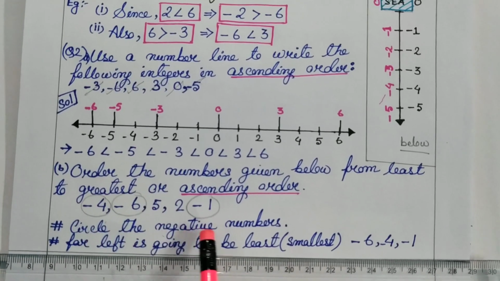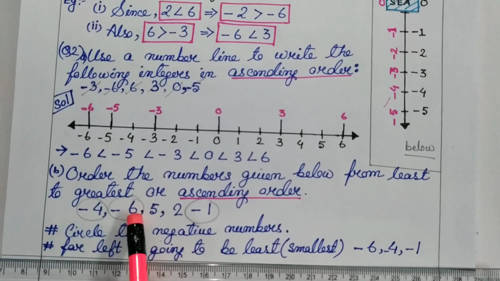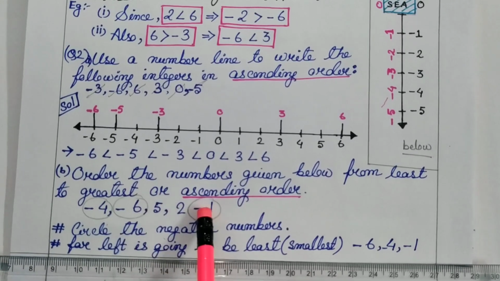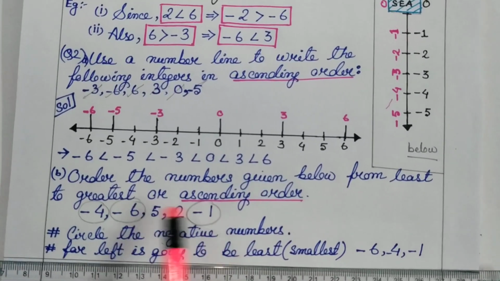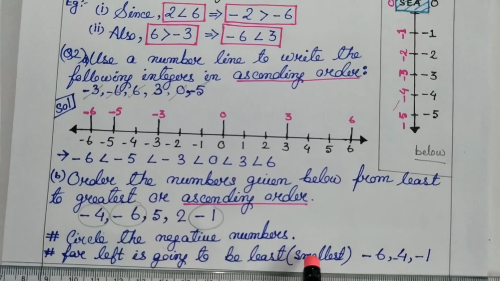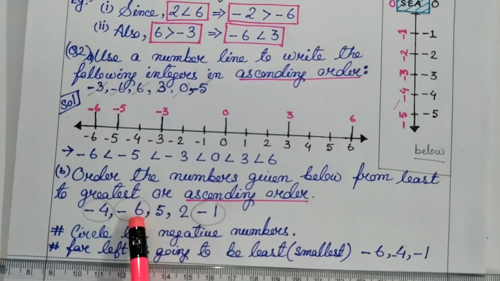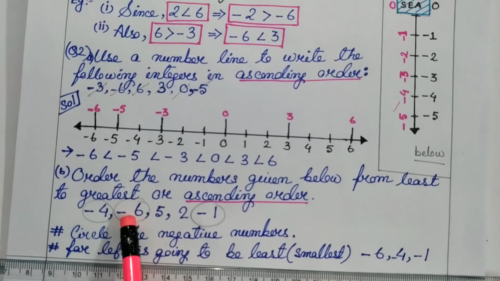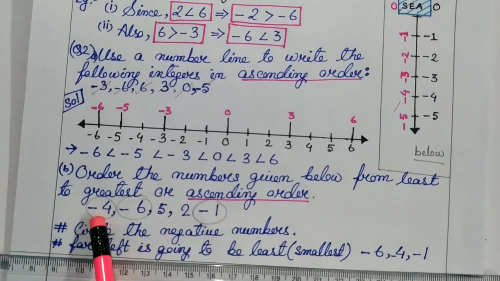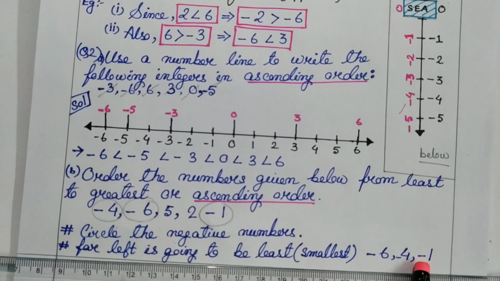Okay, first I have circled the negative numbers. Why have I circled? So that I can separate the positive numbers and the negative numbers. I have only circled the negative numbers, so this became a highlighted one. Now, far left is going to be the least or the smallest. Which one is the far left one? That is minus 6. So I have written minus 6. Then minus 4. Then minus 1.